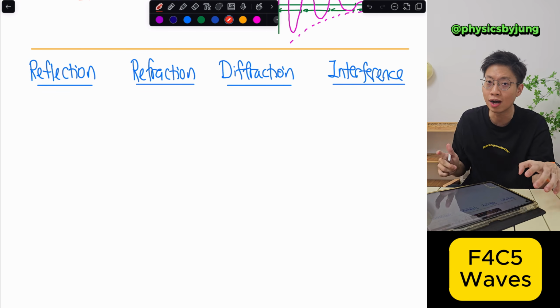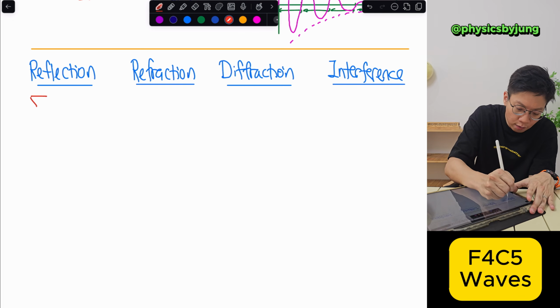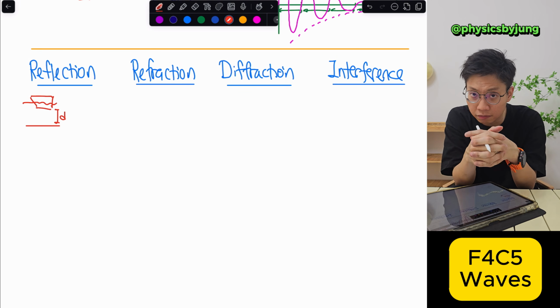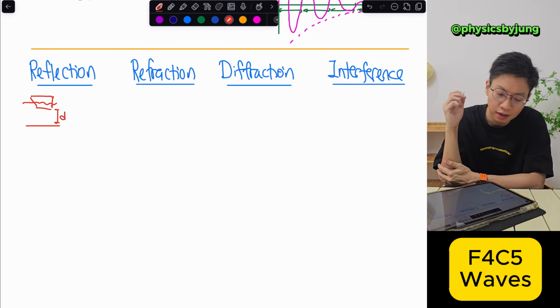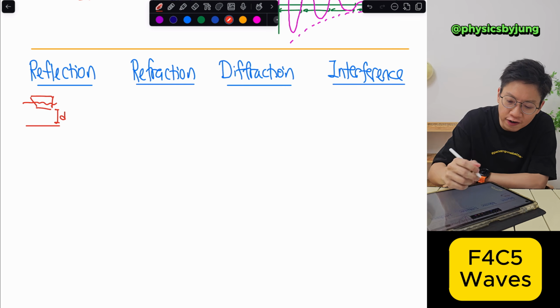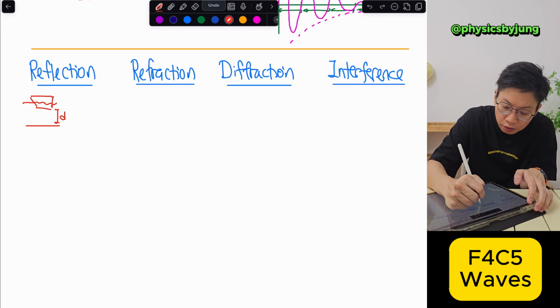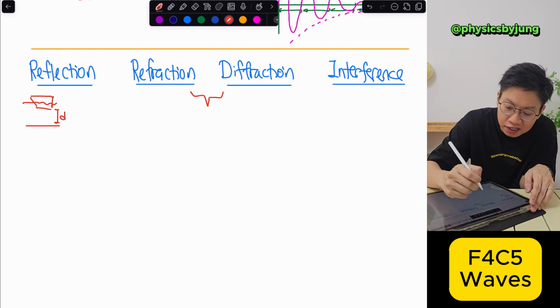So for reflection, they like to ask, for example, I want to use a sampan and I want to find the depth of the sea. So this is a very typical question on reflection. Now after that, for refraction and diffraction, usually they combo together. So they will combine this into an essay question.